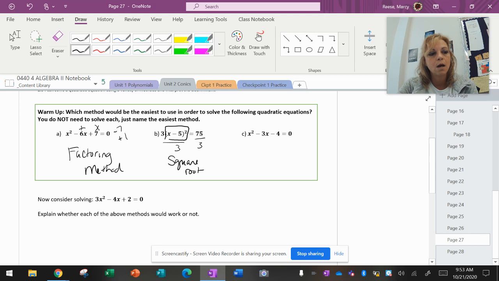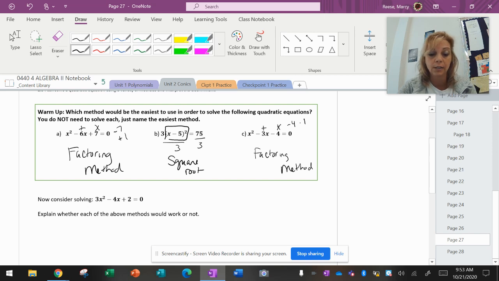Okay, in C, again, I'm going to look at it as a trinomial. Is there anything that multiplies to be negative 4 that adds to be negative 3? And I would say negative 4 and positive 1. They add to be negative 3 and they multiply. So I would actually do factoring again for that one. Okay, so that's just a little reminder.